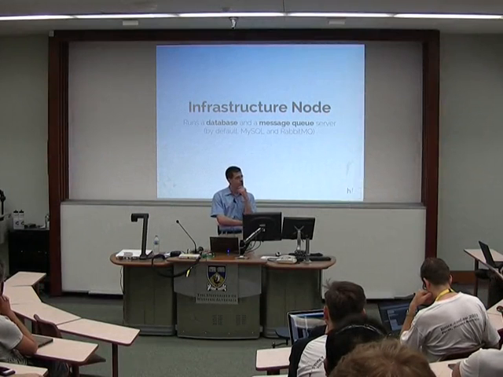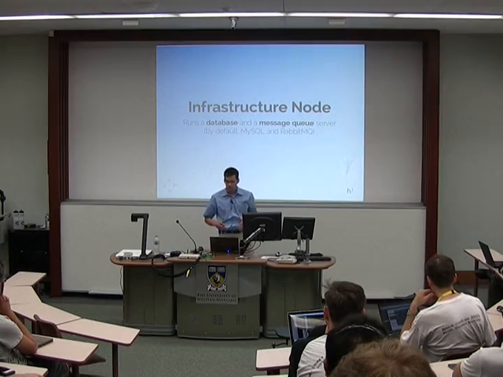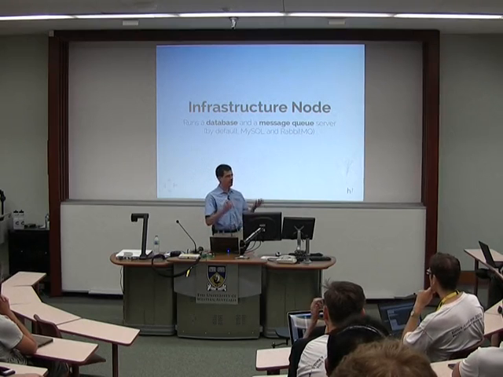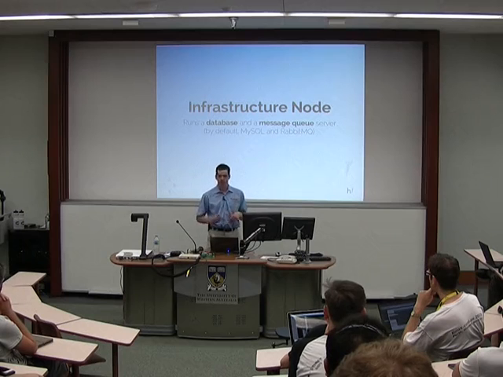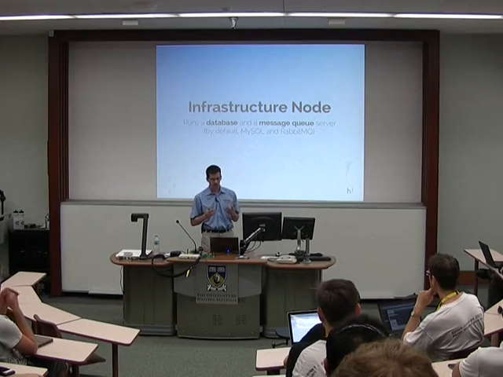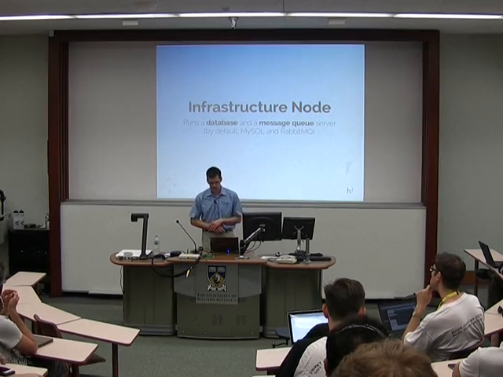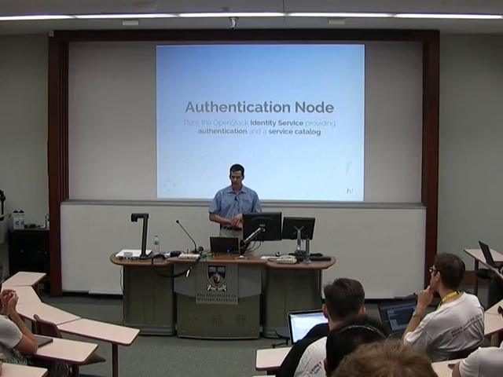And we also use a message queuing service for various OpenStack services to communicate with each other. By default, this is RabbitMQ, but we also support Qpid. We have some support for ZeroMQ, but we need a message queuing server. And we need a bit of hardware that runs our database and our message queue server. That's our infrastructure node.